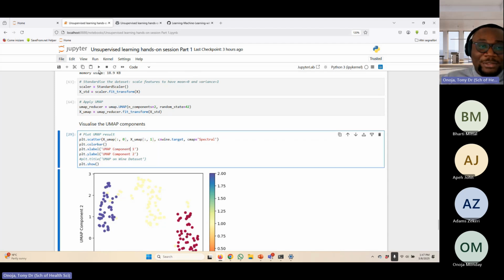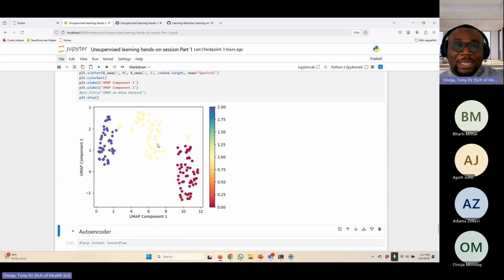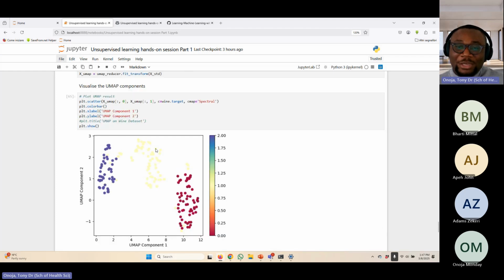So again, the next thing is to run it, and then we are going to be visualizing it based on the target to see what we're going to have. So good. Now you could see clearly we have three separate groups in this data set. We have these yellow ones that are mostly within the range of around 1.1, maybe close to 0.7, thereabout.